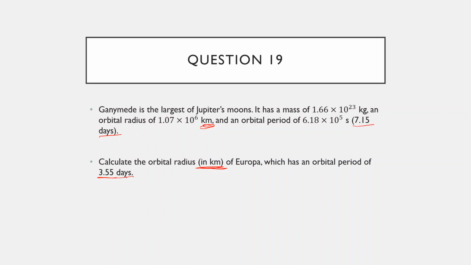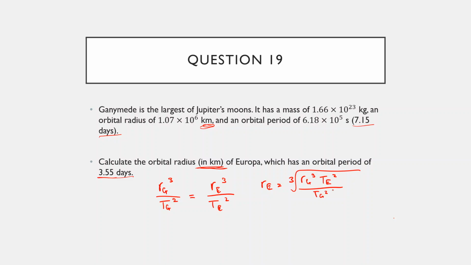All right, so what we're going to be doing is just using this relationship. Okay, so the radius of Ganymede cubed divided by the period of Ganymede squared is equal to the radius of Europa cubed over the period of Europa squared. All right, we're trying to find the orbital radius of Europa, so we're trying to calculate R_E. So we get R_E is equal to, after a little bit of algebra, the cube root of R_G cubed times T_E squared over T_G squared, okay?